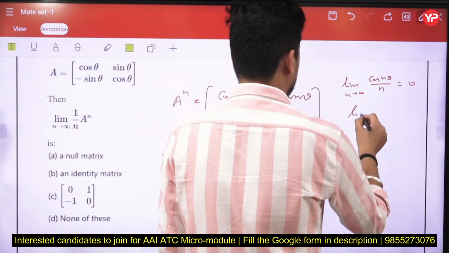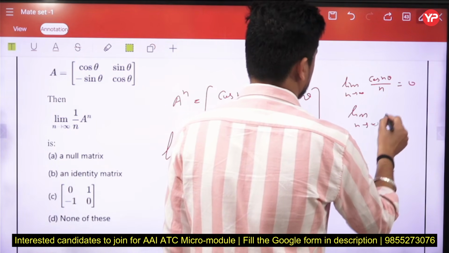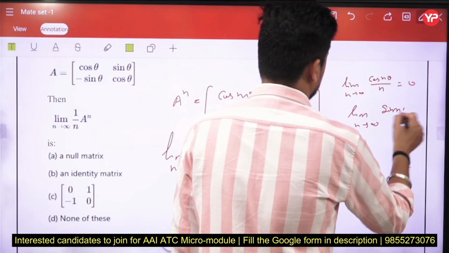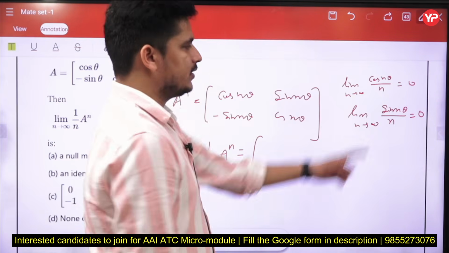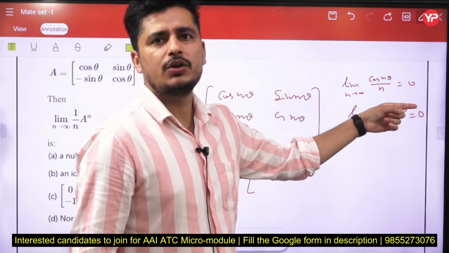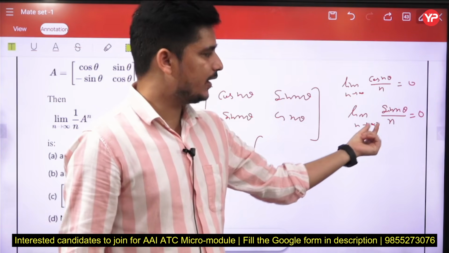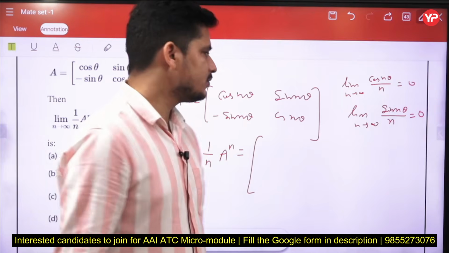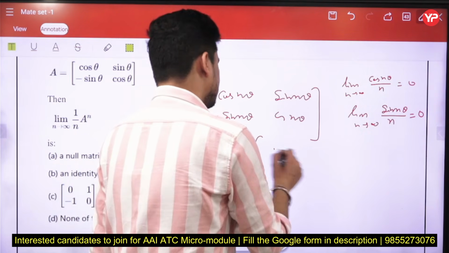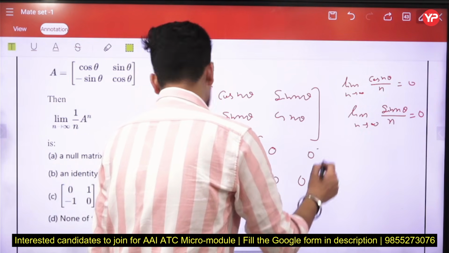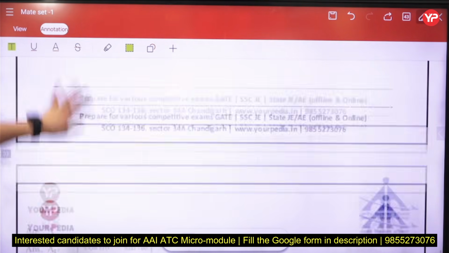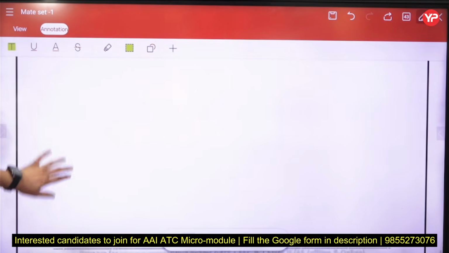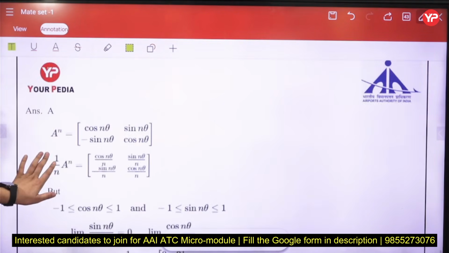Similarly, if I have the limit n tends to infinity of sine of n theta divided by n, and you replace here infinity, then sine is also going to be between minus 1 and 1, that is a finite value, and you divide that by infinity, it becomes 0. So all these values become 0. So what we can say, that is a null matrix, null matrix A. So that will be the answer. He combined the two properties, determinant as well as the limit, right?